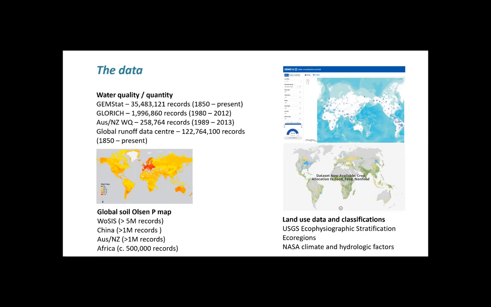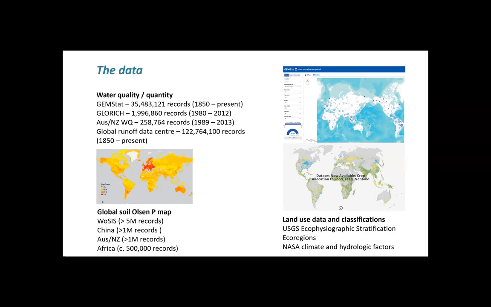We've also utilized some land use data in the form of both ecoregions and biomes, the USGS ecophysiographic stratification, and there are a number of climate and hydrological databases that came from NASA, and land use data that came from MODIS, for example.